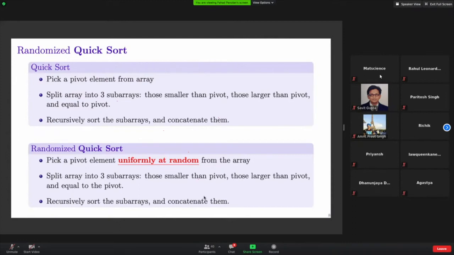And what is randomized quicksort? The steps are exactly similar, with only one difference: the first step, how to choose the pivot. What you do is choose an element uniformly at random and make it the pivot. Then you partition into three subarrays, and recursively sort. When you recursively sort a subarray, you do a coin toss again to get one element uniformly at random from that subarray, and do the sorting procedure there. Similarly for the right subarray. So this is the difference.